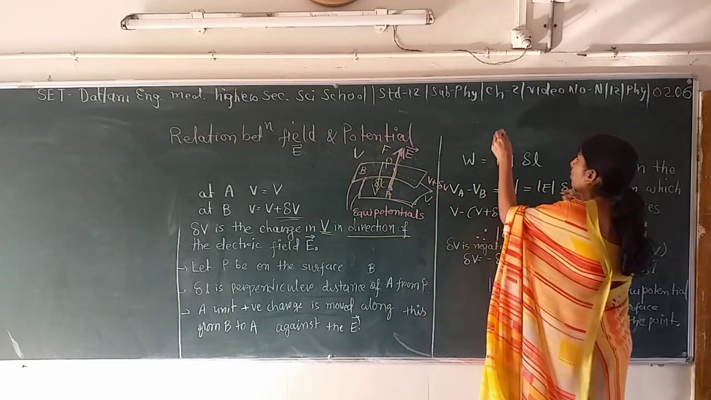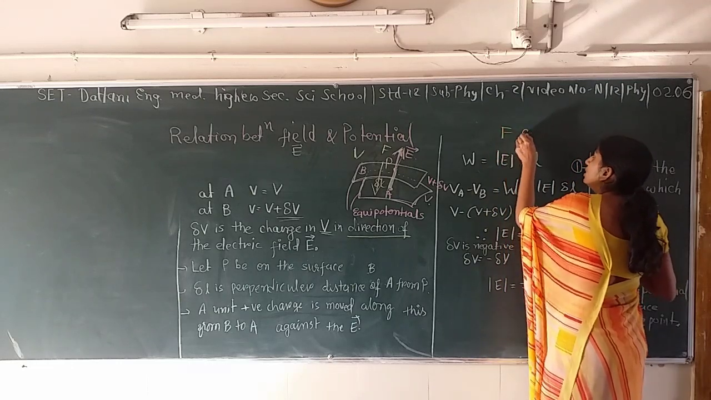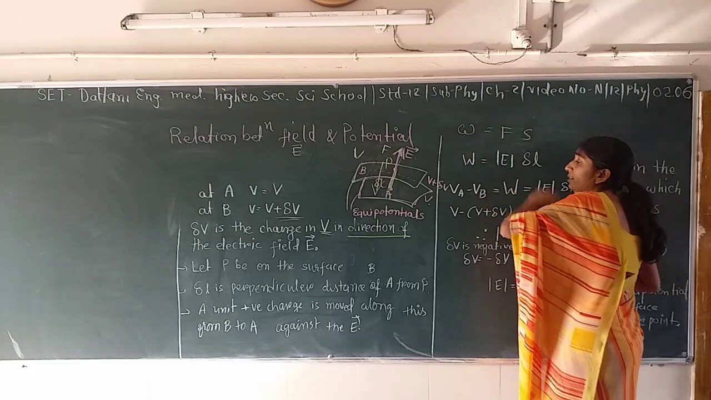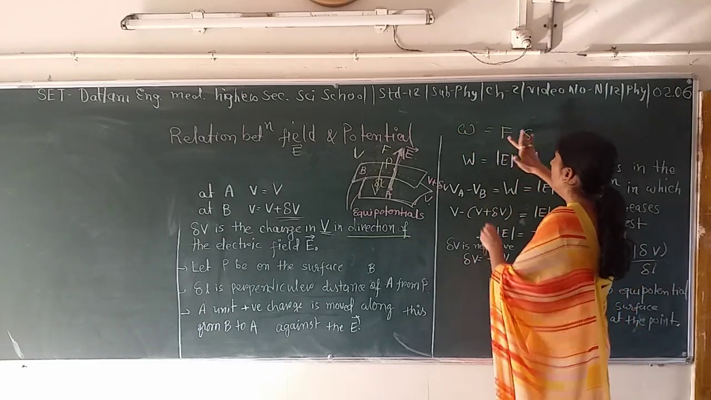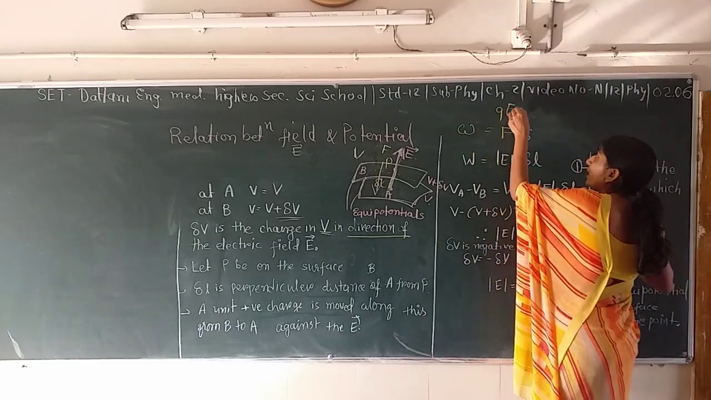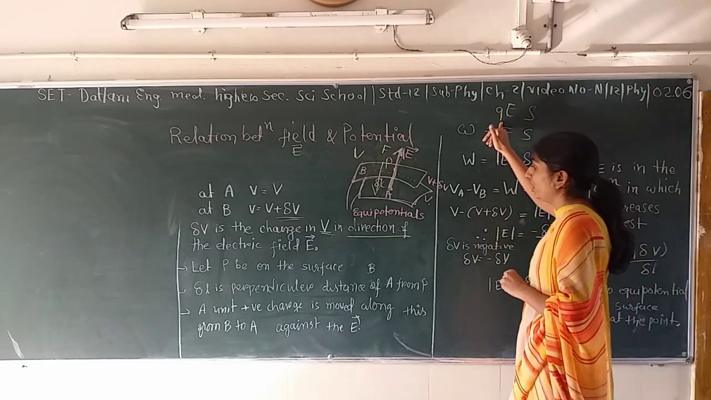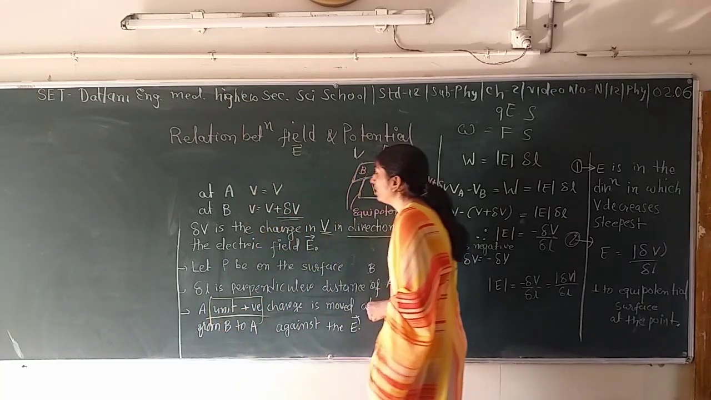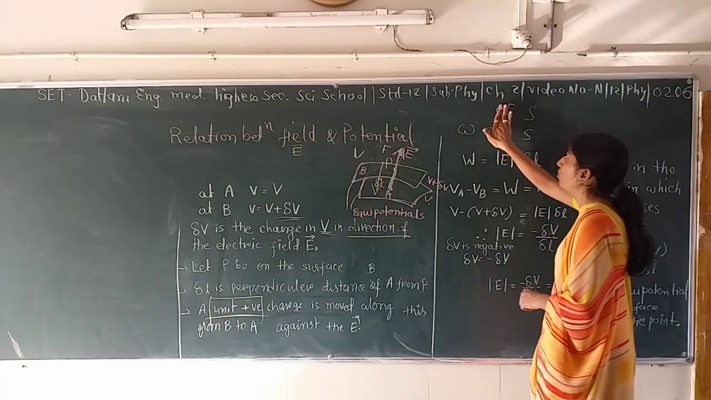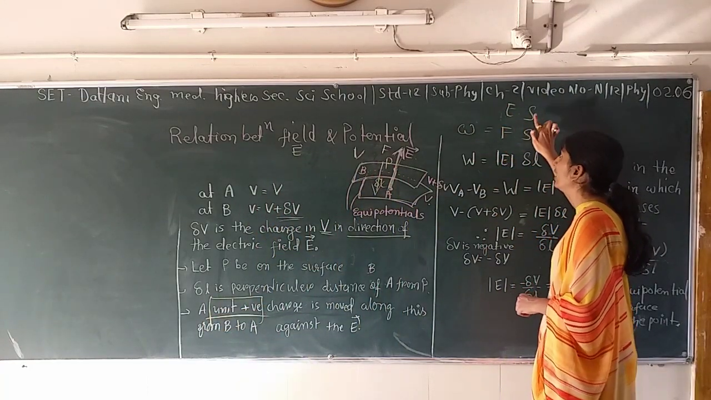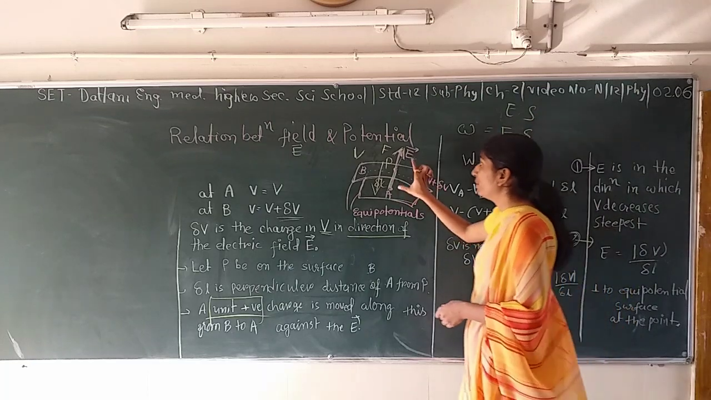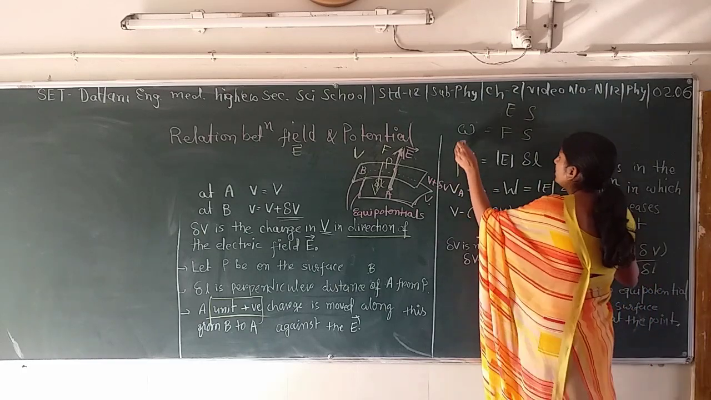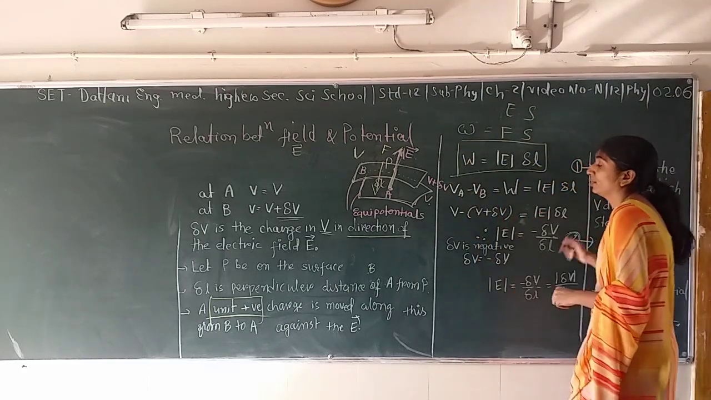So what is the work done? Work done is nothing but force into displacement. Force is equal to Q multiplied by E, and again we are talking about a unit positive charge, so Q is equal to 1. That means E dot delta S. Here the displacement is nothing but delta L. So we substituted and got the work done.